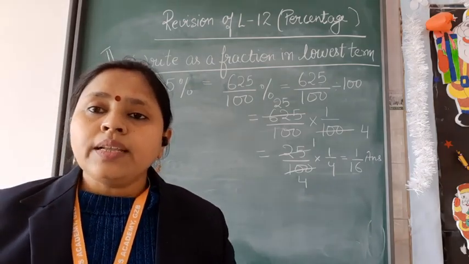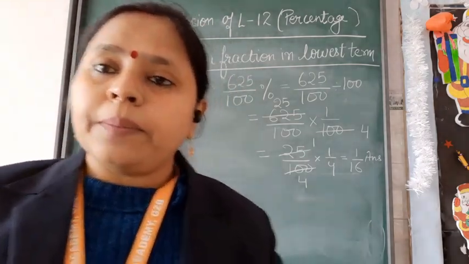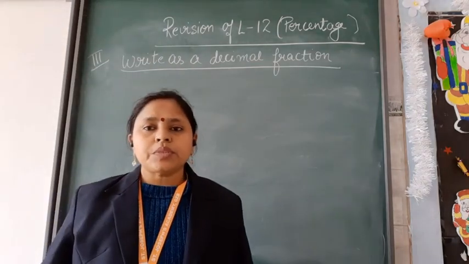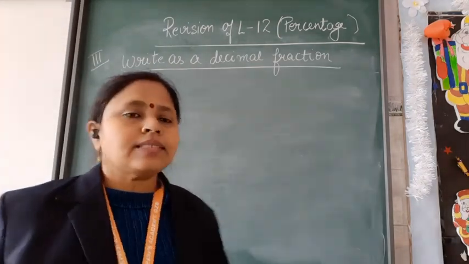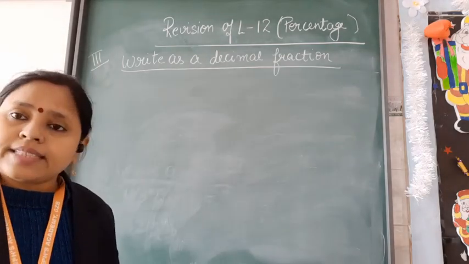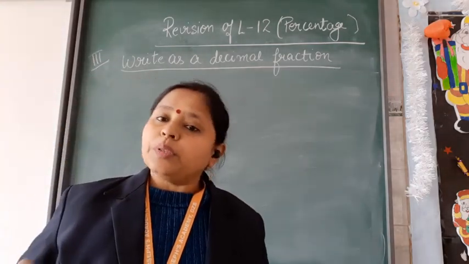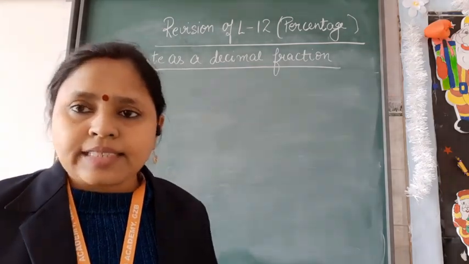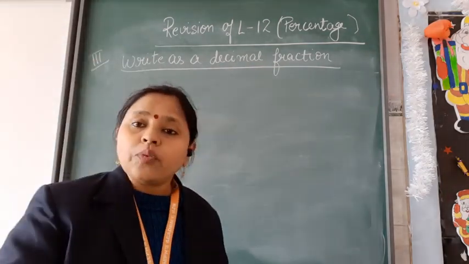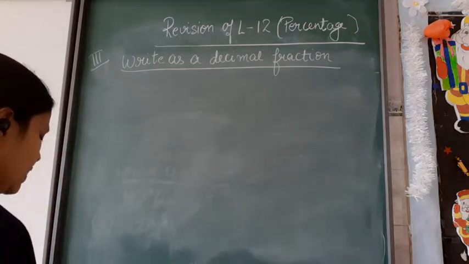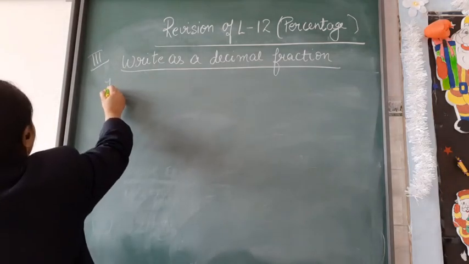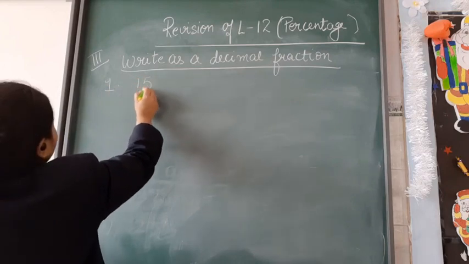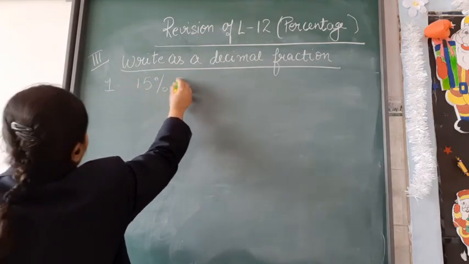I hope you all have understood how to write a percentage as a fraction in lowest term. So now children, let's come to the third question, that is write as a decimal fraction. Now the percentage is given to you and you have to write this percentage as a decimal fraction. So let us see how we will do this question. The first part of this question is you have to write 15% as decimal fraction.